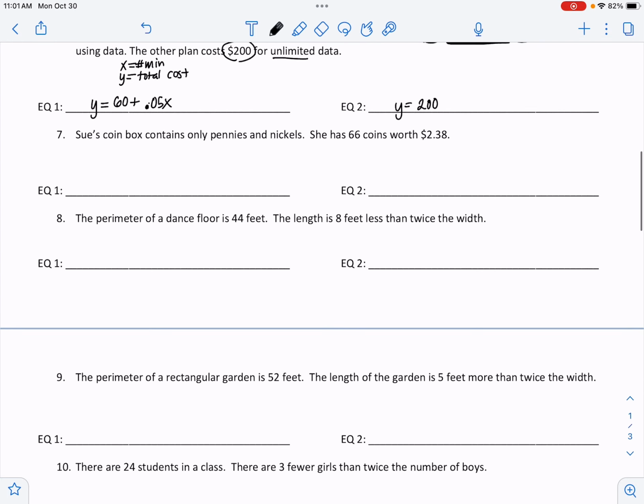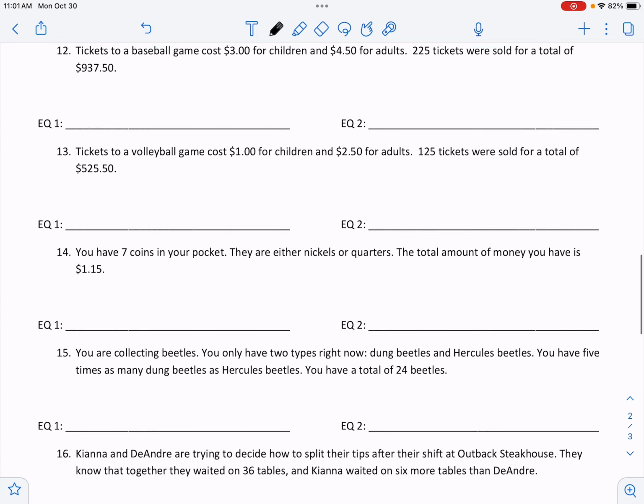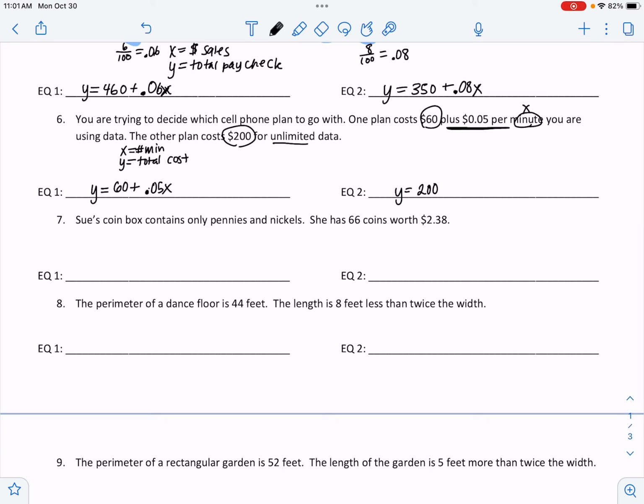I'm going to do 7 and 8, and then I'm going to skip to the last two on this page, and then that'll be enough to let you fill in the rest and check the key. So Sue's coin box contains only pennies and nickels. She has 66 coins for a total of $2.38.